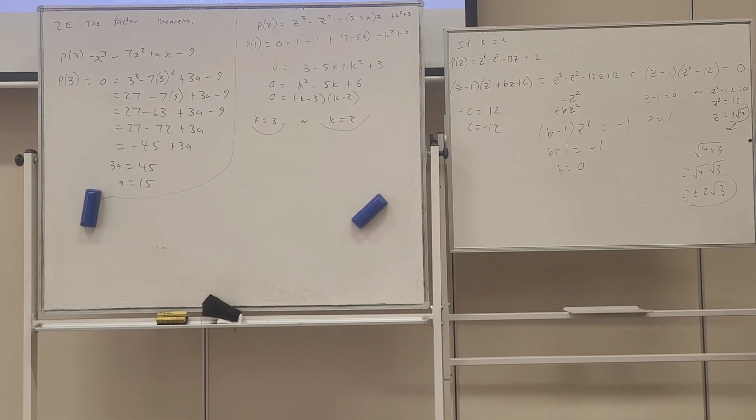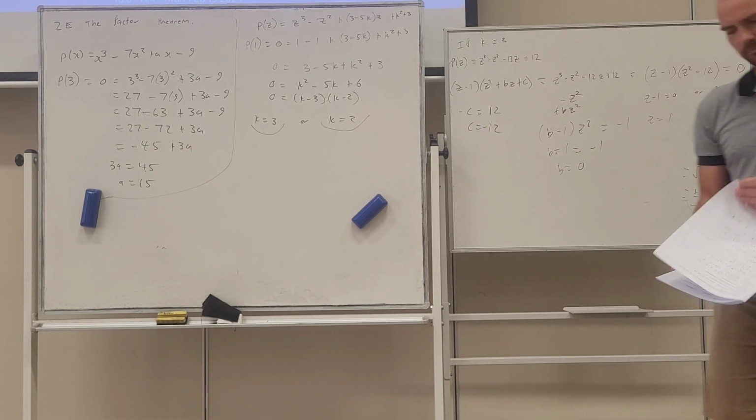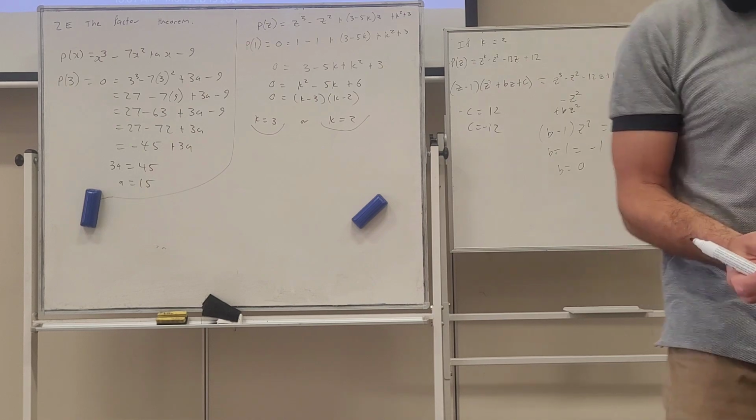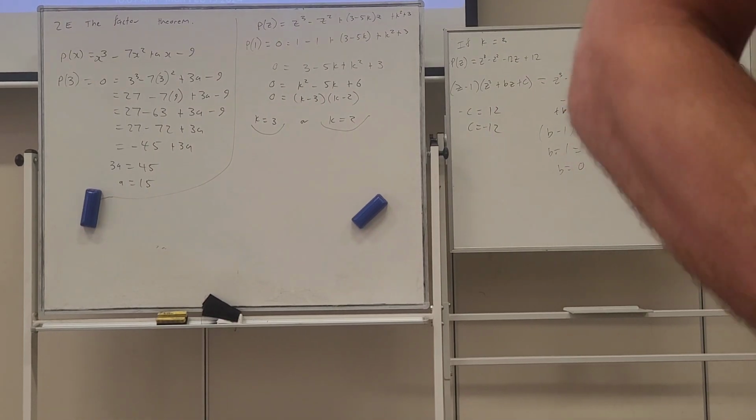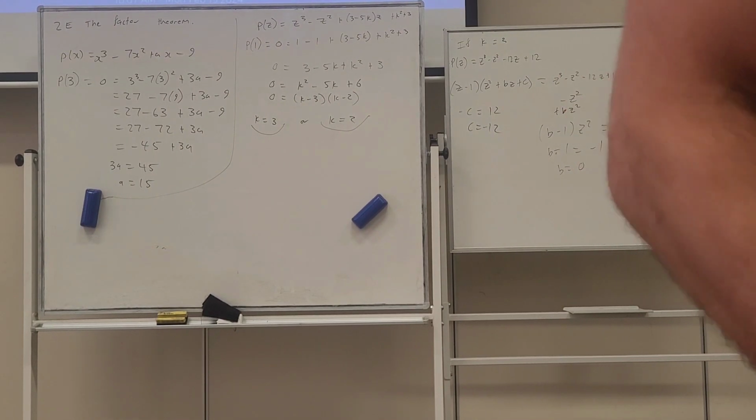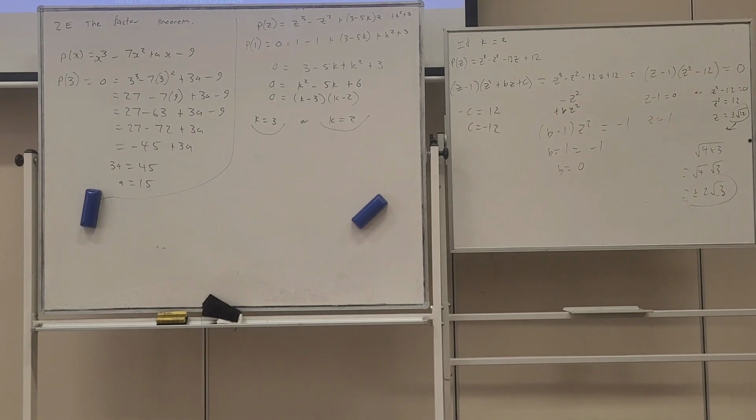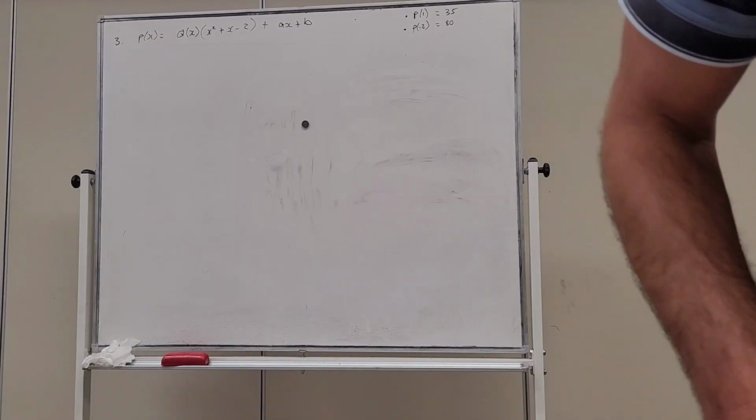I reckon we might stop there. This is a previous exam question, and it's a good summary of the remainder theorem and the factor theorem and so forth. So I reckon it might be a good one to recap with tomorrow. All right, so I'll stop there.